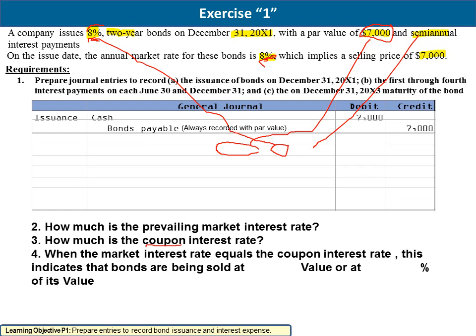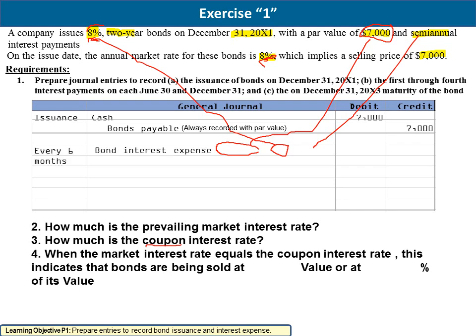On the issue date, the annual market rate for these bonds is 8%, which implies a selling price of 7,000. This indicates that the value of the bond on the market equals its coupon interest rate. So if I am an investor and I want to invest my money not in buying those bonds, but in buying any other bond, any other bond will also give me 8%. So this means that this bond is traded at the same rate prevailing in the market. So this means that it will be sold for 7,000.